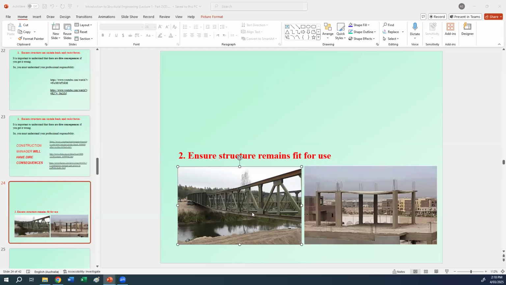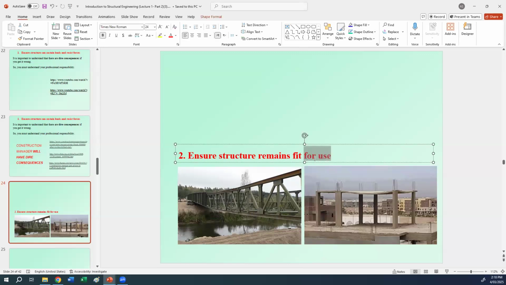So even though the structure is still safe, I mean it has not collapsed yet, as you can see, the sagging in this bridge will make it not easy for cars to use the bridge. So this affects the use of the bridge or the use of the structure. We need to make sure that the first step is that the structure does not collapse, and the second step is that the structure is still fit to use. Okay, so this is another important thing.